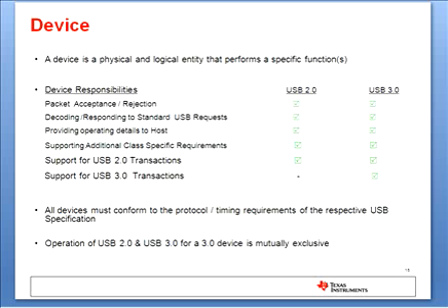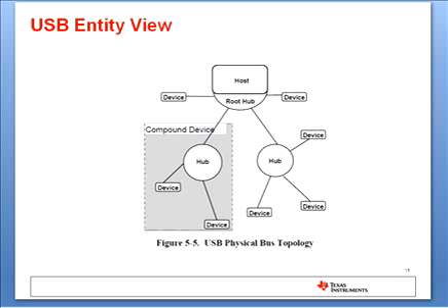Devices are responsible for maintaining protocol and timing requirements of the USB spec. USB 2.0 and USB 3.0 transactions are mutually exclusive on a 3.0 device. Protruding from the host are additional devices, additional hubs, or a compound device, which is a combination of a device and a hub.